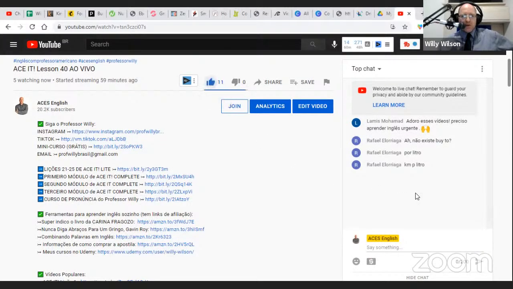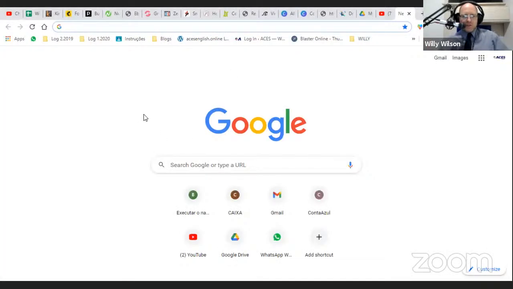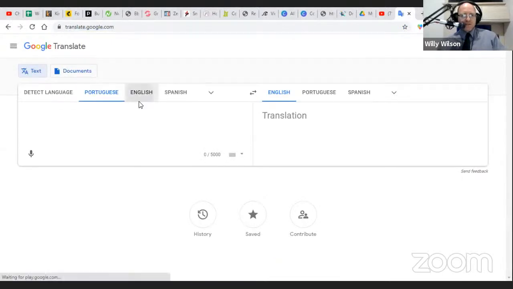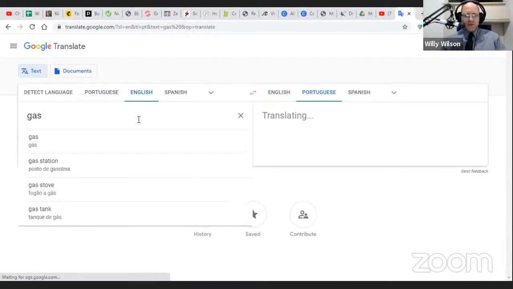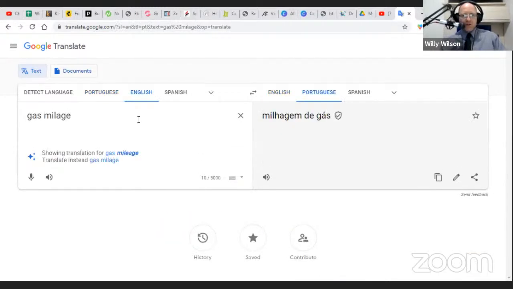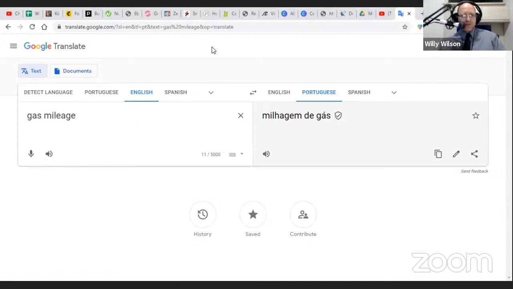A certain term for what we would call gas mileage in English. I know there's a certain term because I've used it before. Let's see if Google can help us on this. Gas mileage. Mileage. Milhagem de gas, that's not it. Oh, here it is. Well, it's already showing gas mileage. I'm going to have to ask my wife because I don't remember.